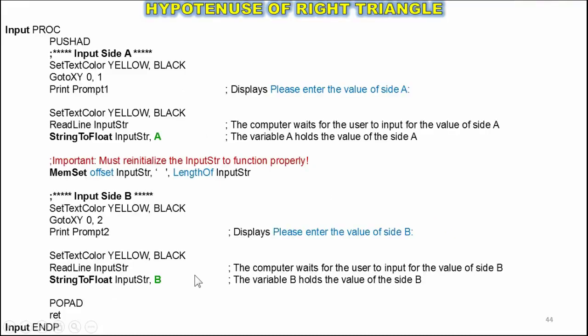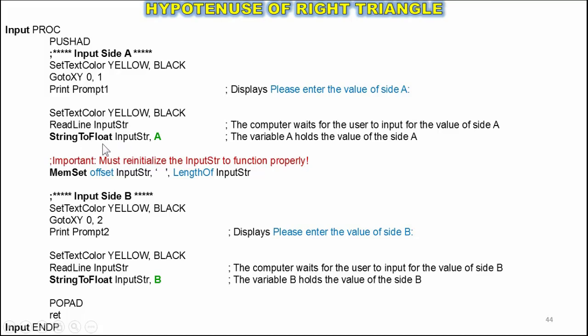I made a procedure input that prompts the user to input the values for side A and side B of the right triangle. Inside the procedure input, this command will display please enter the value of side A. The command readline input str will prompt the user for the value of side A.